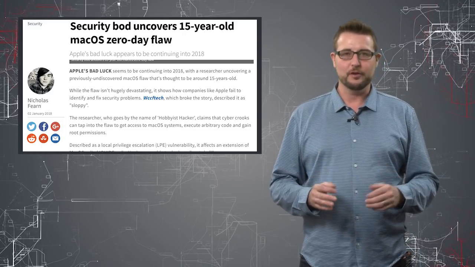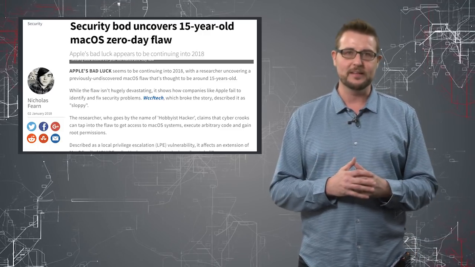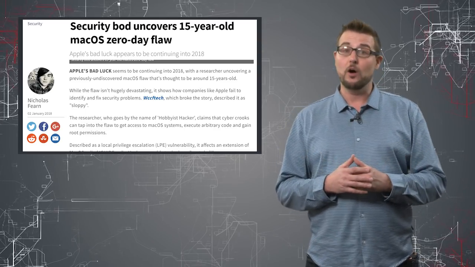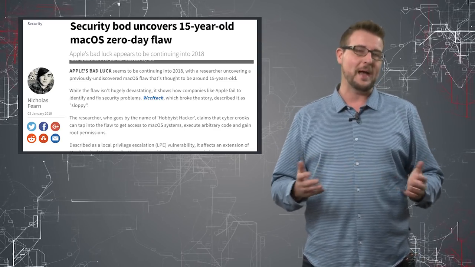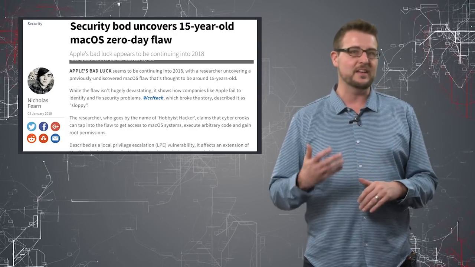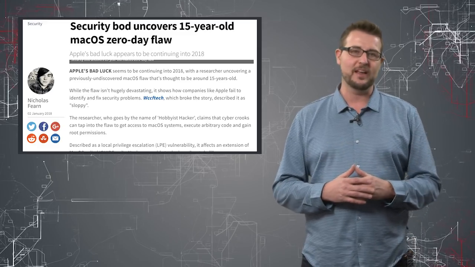On December 31st, a security researcher tweeted a zero-day vulnerability affecting all Mac OS X systems, and apparently all Apple OS systems for the past 15 years. Now, he did not tell Apple, so they have yet to react to this particular vulnerability. There are no patches available yet.